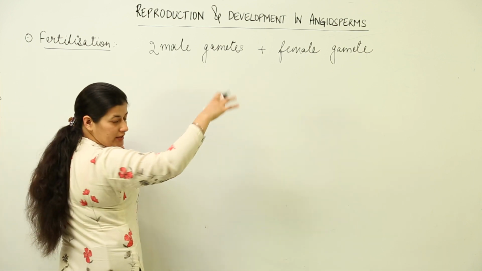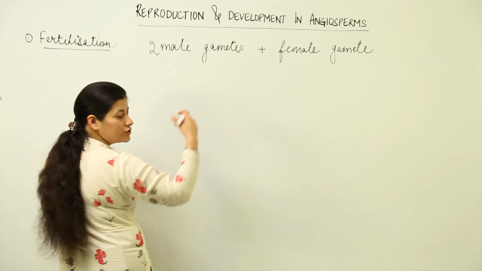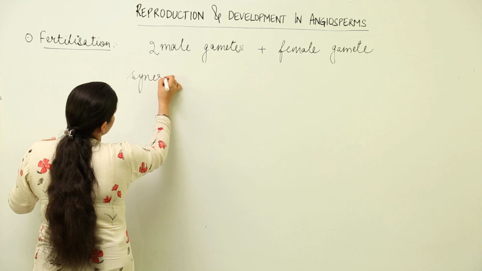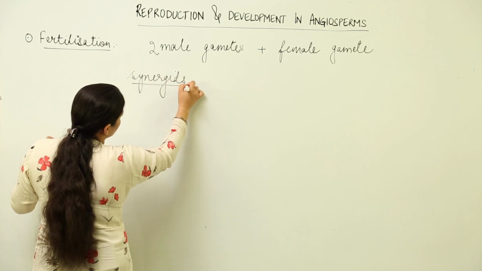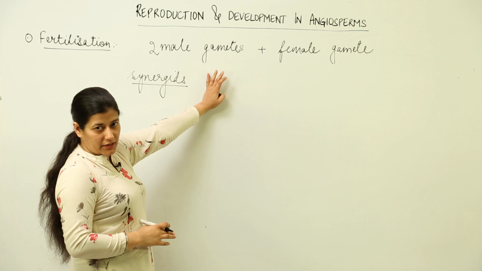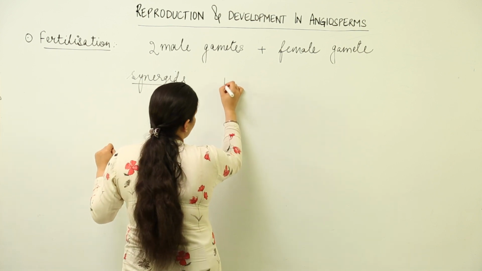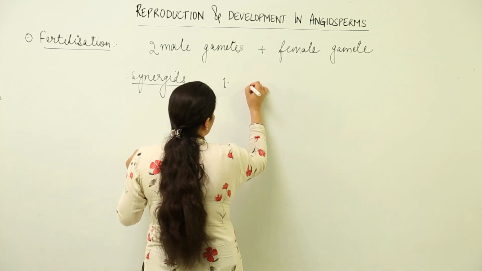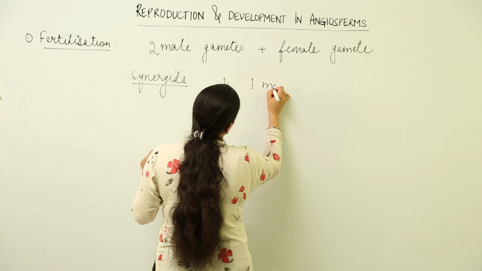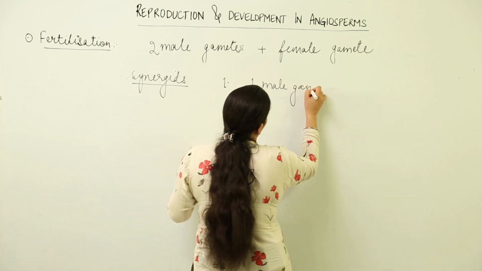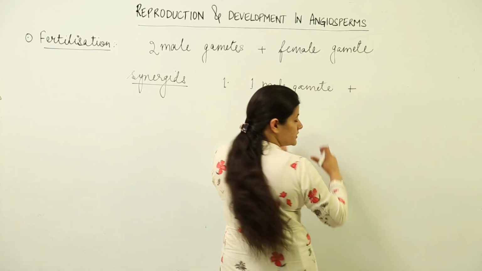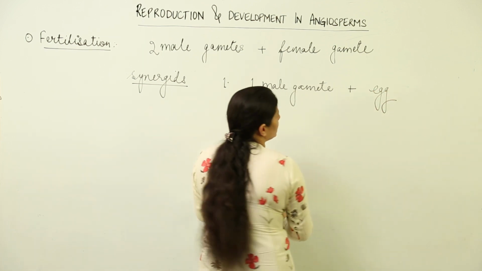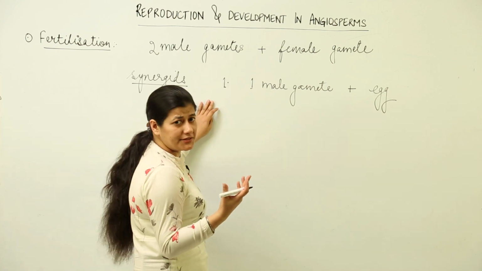So the two male gametes, as soon as they reach the micropylar end, you know that at the micropylar end there is an arrangement of synergids. These synergids enable the entry of two male gametes. So first of all, what happens? The first male gamete combines with the egg that lies next to the synergids. The synergids enable its entry, and it is a chemically guided process.